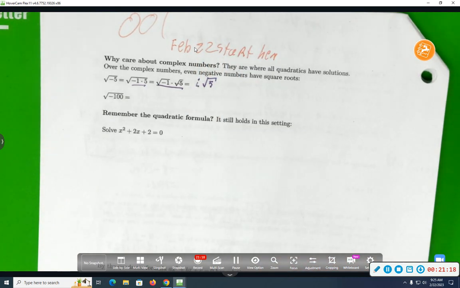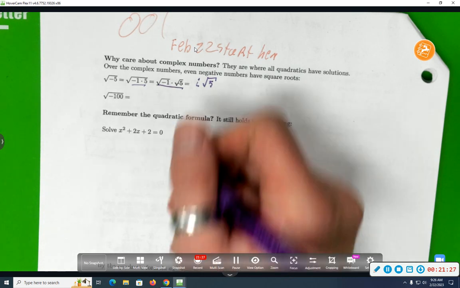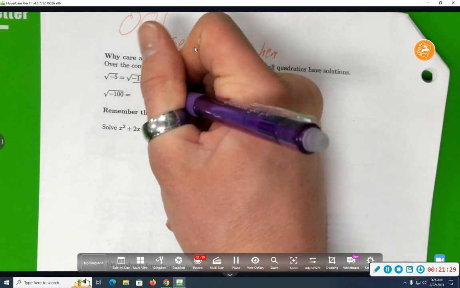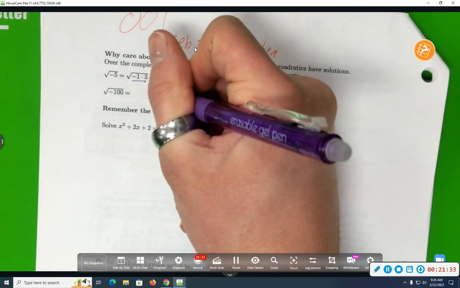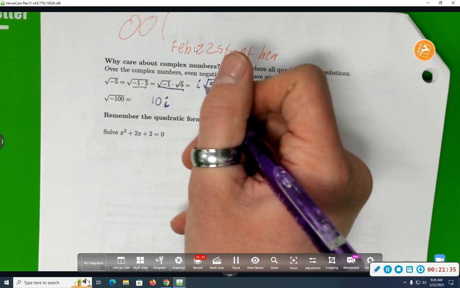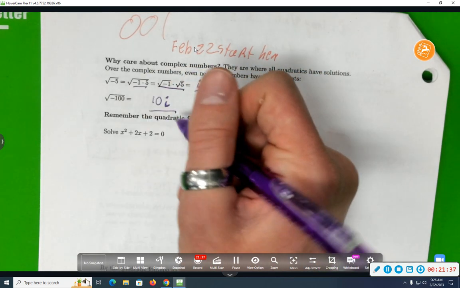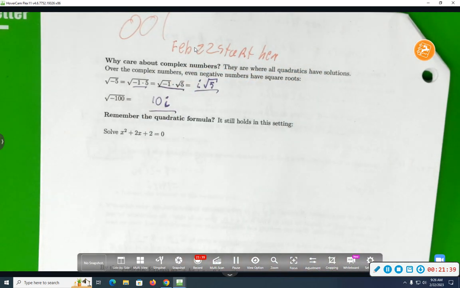Groovy. Same game. What's the square root of negative 100? I got a 10. But it's not quite just 10, right? 10i. Oh, I guess I times 10 if you want to write it in the same order as the previous line, but it doesn't matter what order you multiply in, so it doesn't matter.